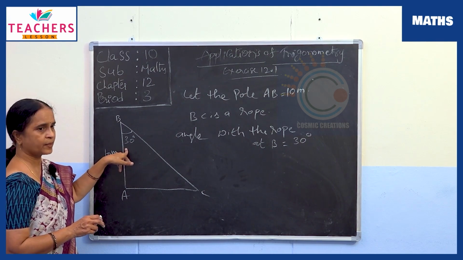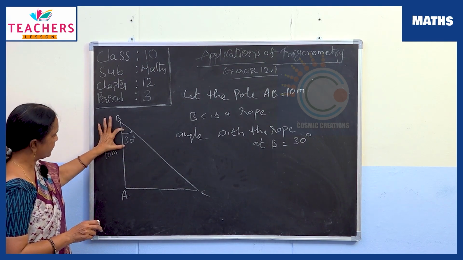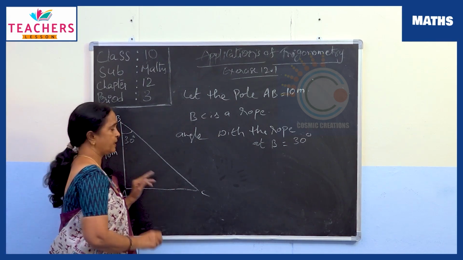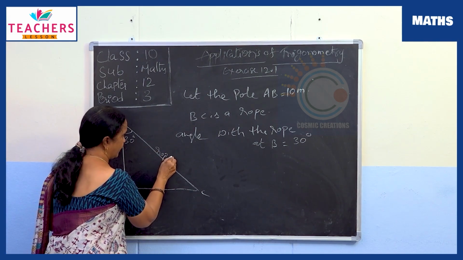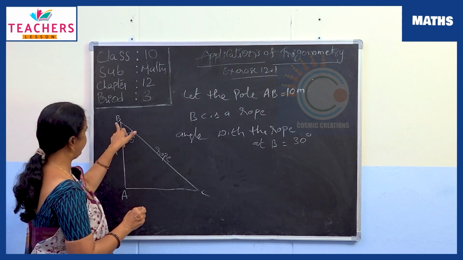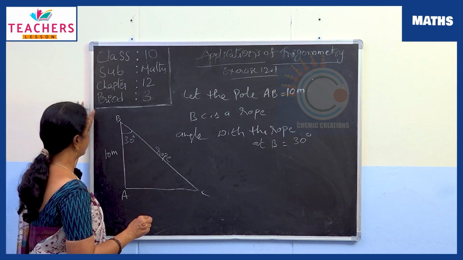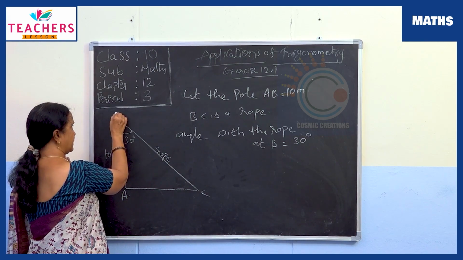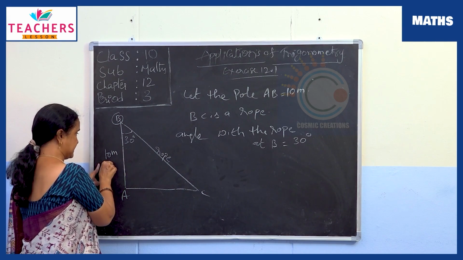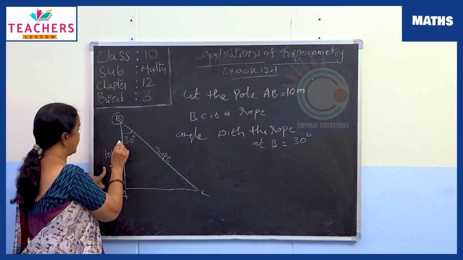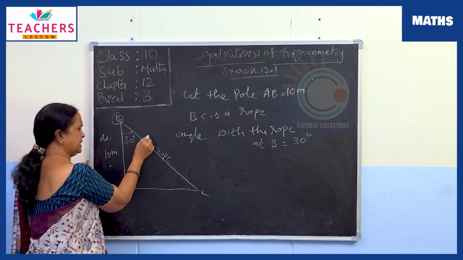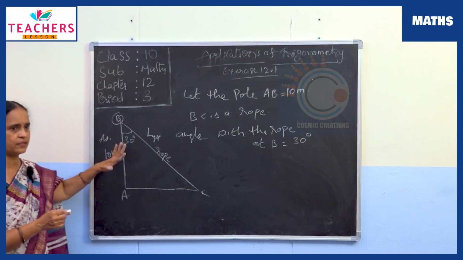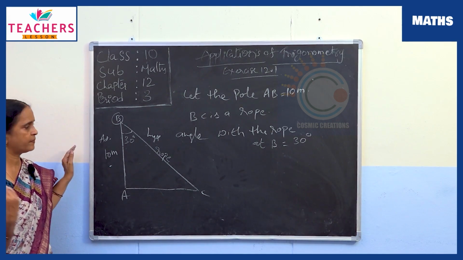Now with the pole, with respect to B, you need to find the hypotenuse. This is the rope BC. We need BC to find the length of the rope. How to find it? For the 30 degree angle with respect to B, is this opposite? No. Adjacent. This is the hypotenuse. Adjacent and hypotenuse relation, where does it occur? Cos.